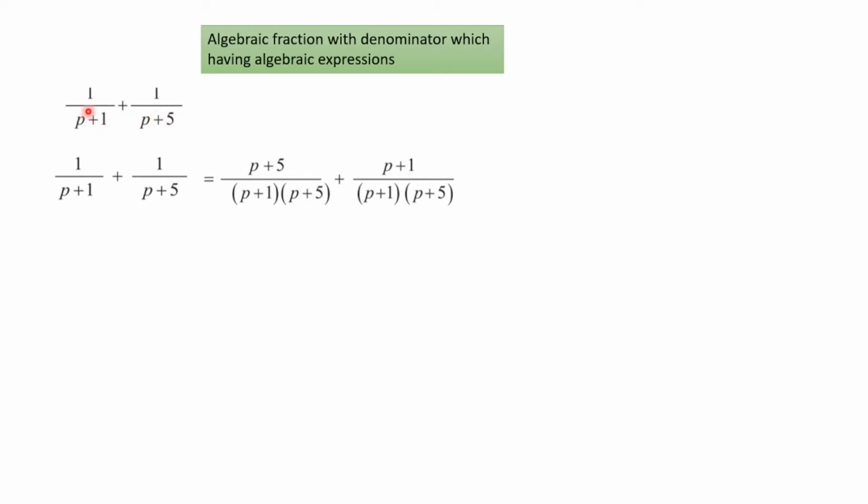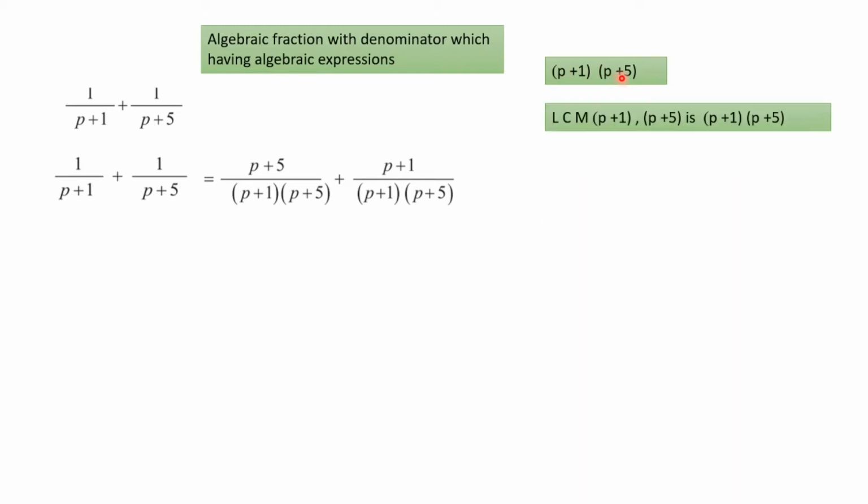You can take p plus 1, p plus 5. So p plus 1 into p plus 5 is the common denominator. You have done the LCM: p plus 1 and p plus 5 are there. What is the LCM of these two? There are no common factors, so you have to take out this one, and as well you have to take the p plus 5 also. This part is the common denominator.